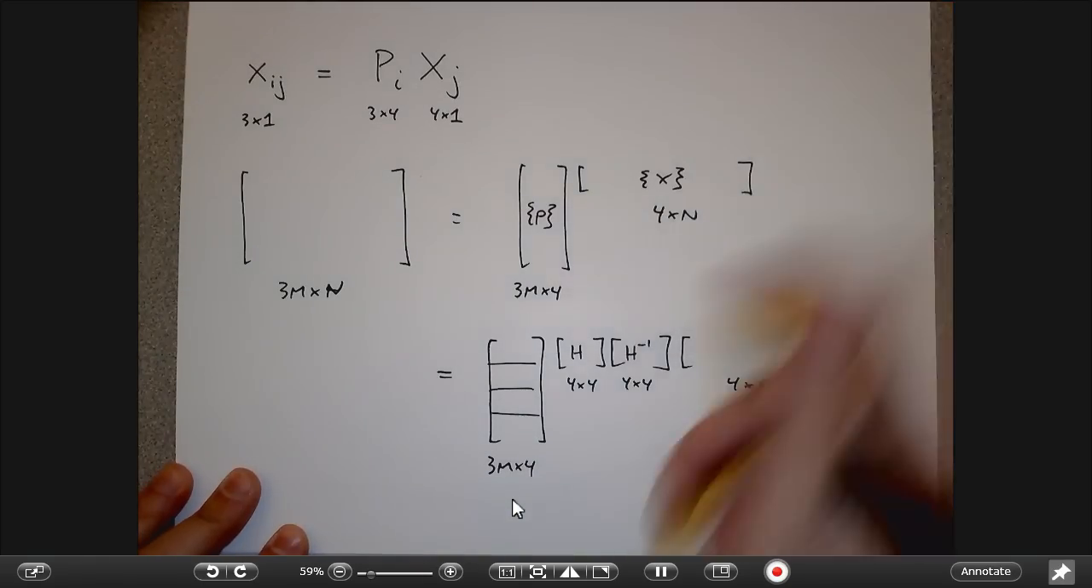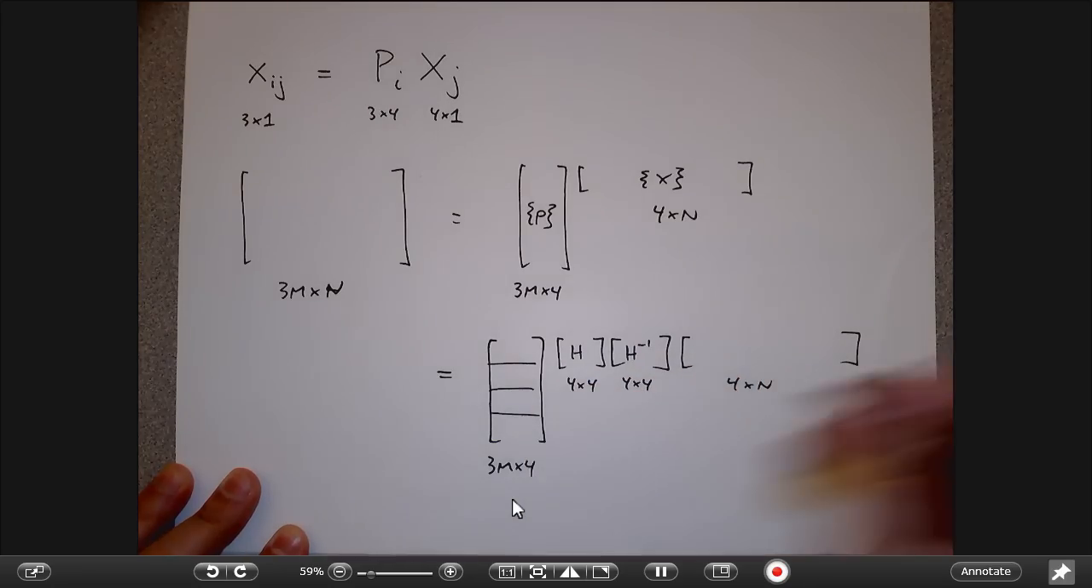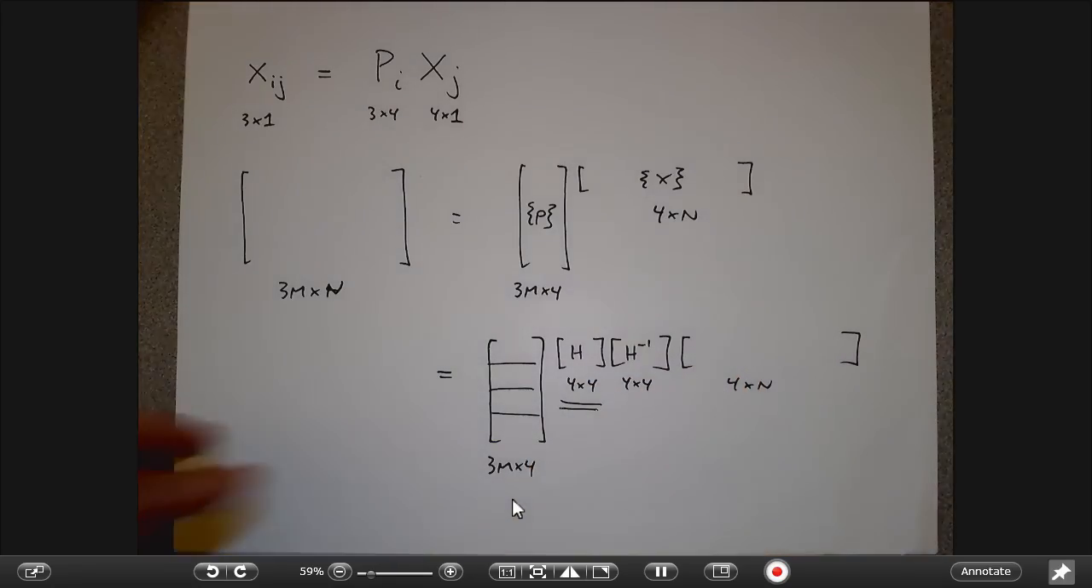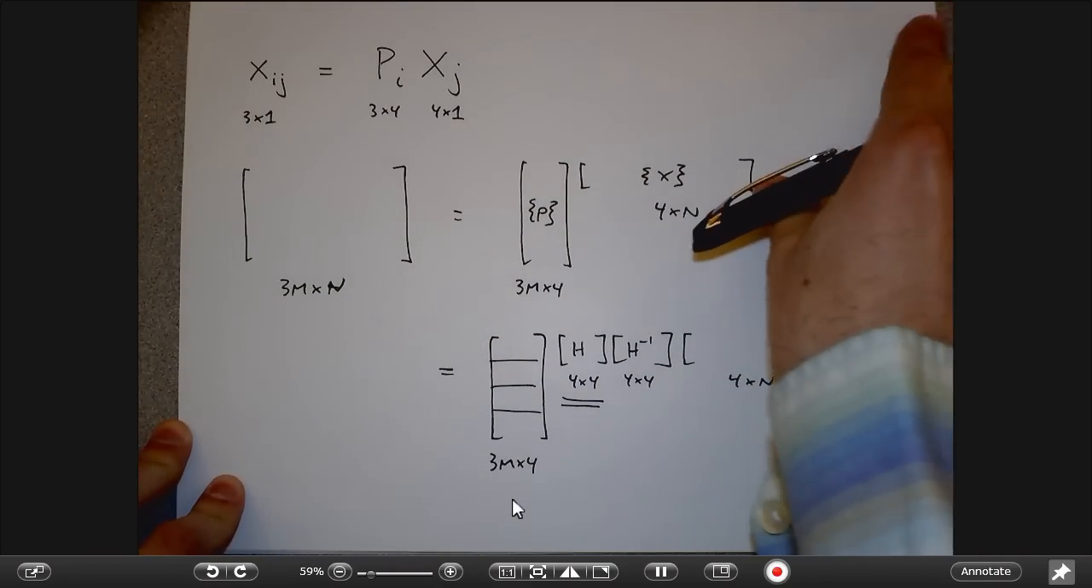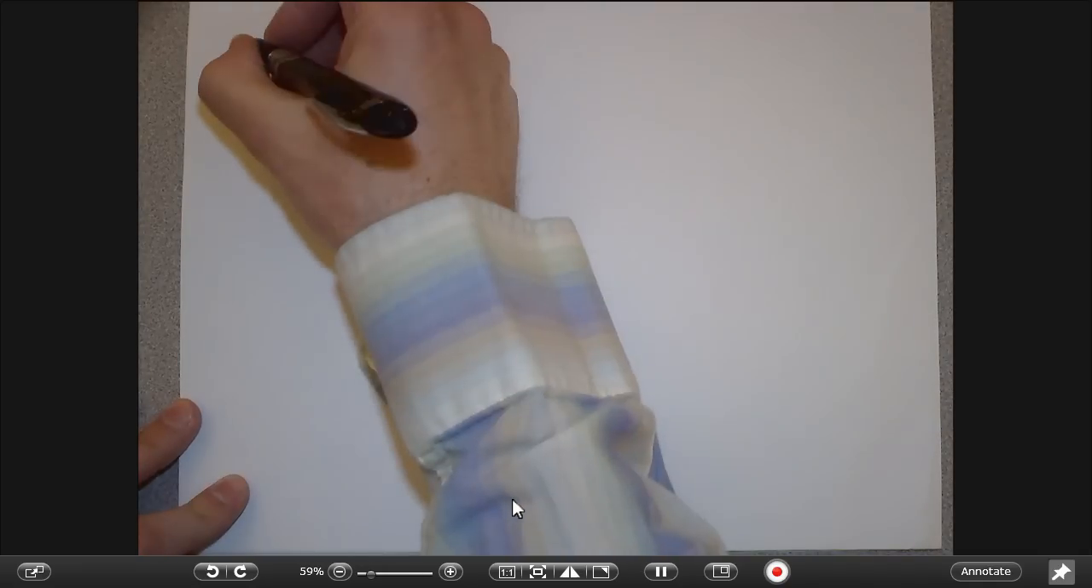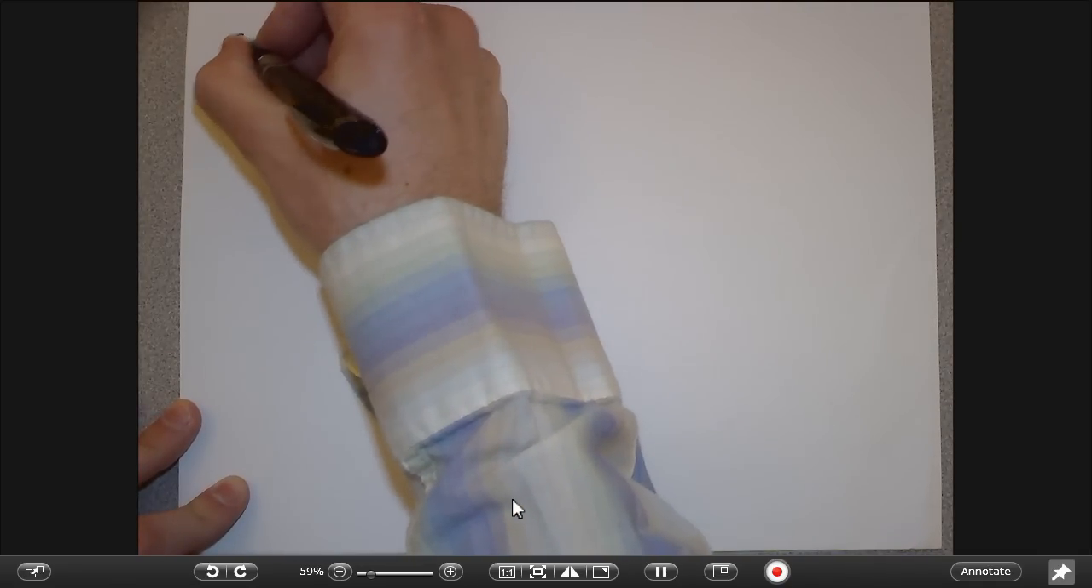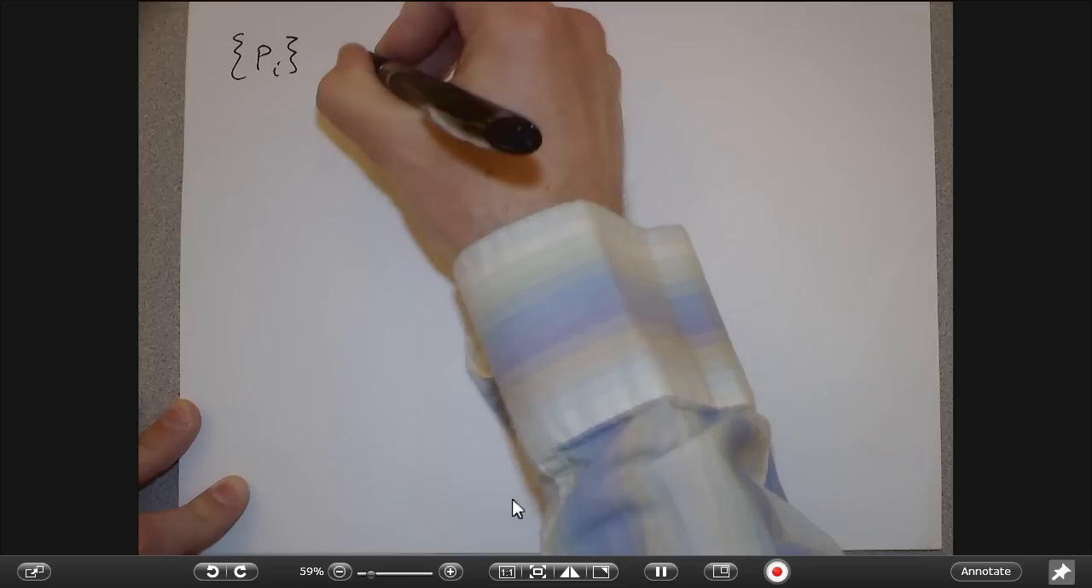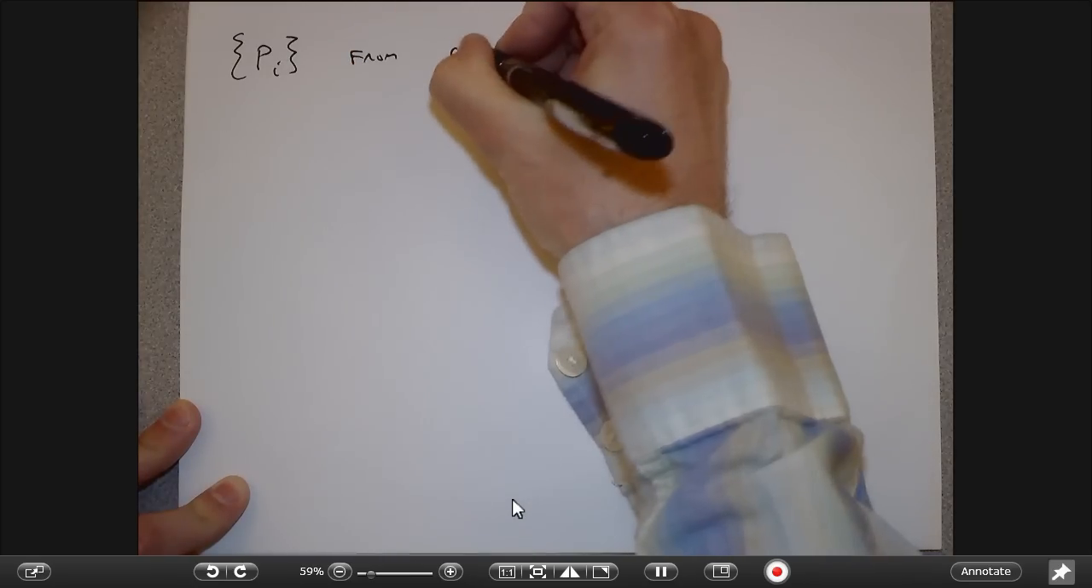So how do we actually go about resolving a good H that will solve our problem, okay? Well, to make this a little bit more precise, let's say that I got the set of cameras from projective reconstruction.